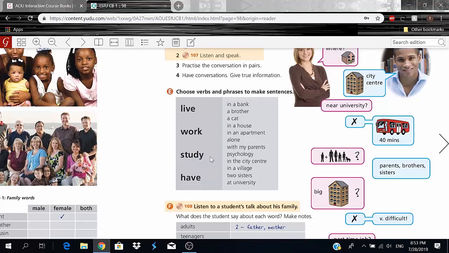I could say, my brother studies psychology. But remember, I'd have to get rid of the Y here and add IES. Or I could simply say, I study psychology. I study alone, just because why not? I study in an apartment. I know it's probably weird, but it works. Hey, if it works, it works. I study at university. Alright? Have. This is actually interesting. I could say, I have a cat. I have a brother.